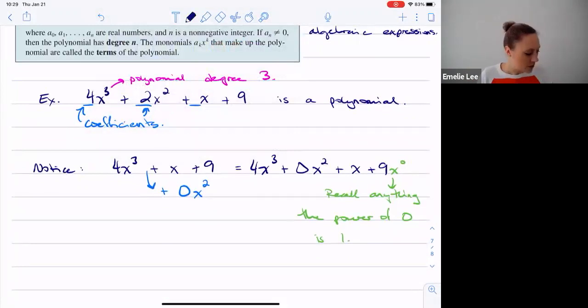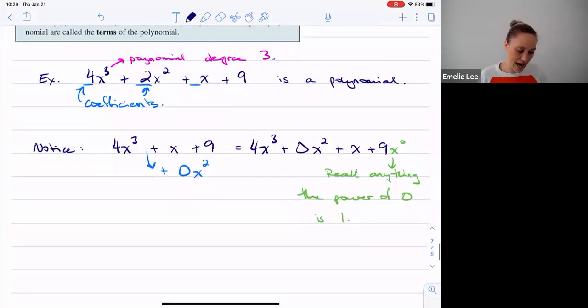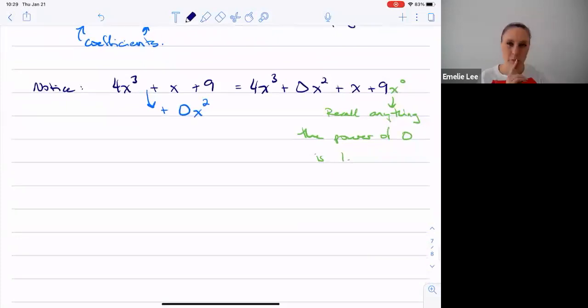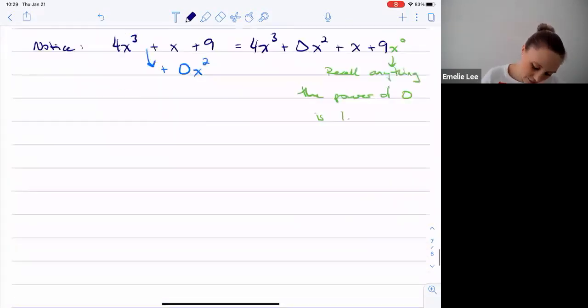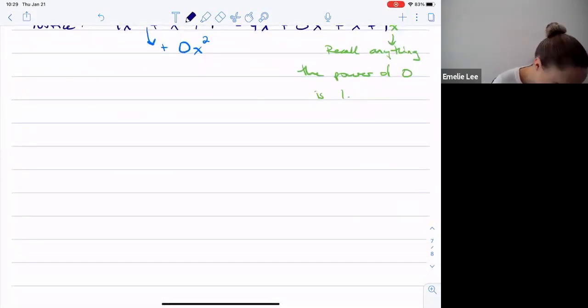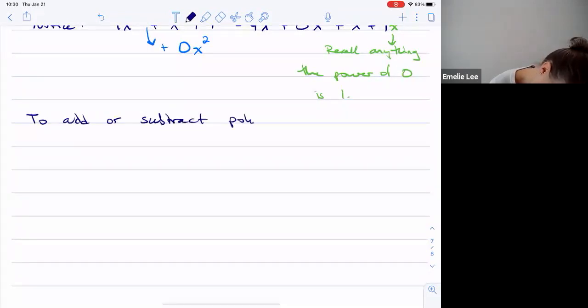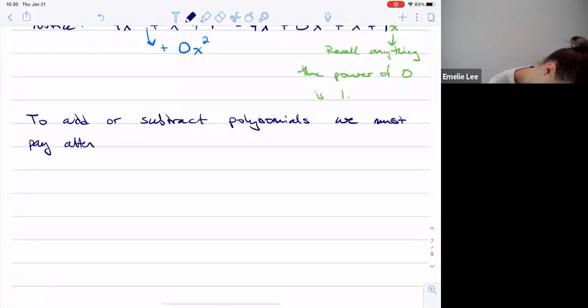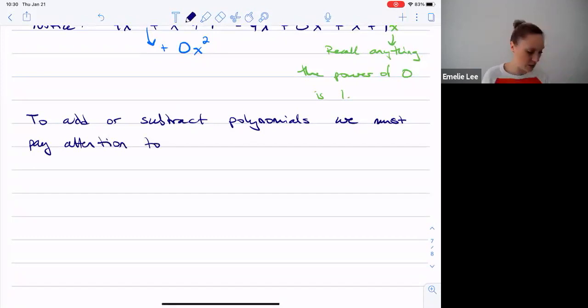All right, so to add or subtract polynomials, you just need to remember that if you're bringing a negative, especially if you're subtracting, then you have to bring that negative inside the brackets. And so to add or subtract polynomials, we must pay attention to the distributive property.